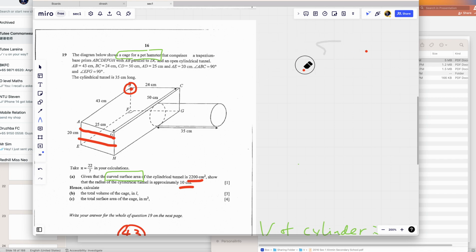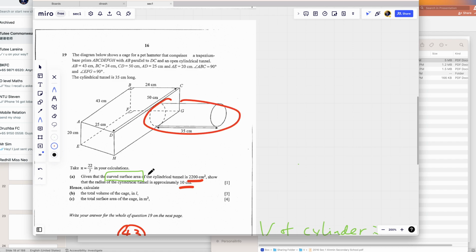It makes life easy for the examiner also. Okay? Or the marker of your paper. So, what's the strategy? The strategy is probably you want to do the cylinder here first. So the cylinder, you already have the what? You already have the curved surface, which is 2200, right?